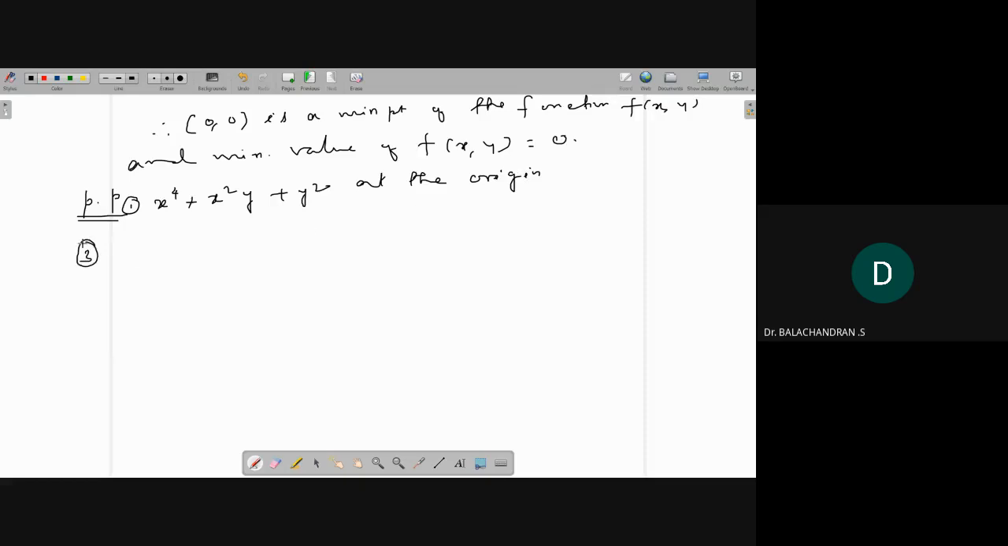Next problem. Examine the extrema of the following function.